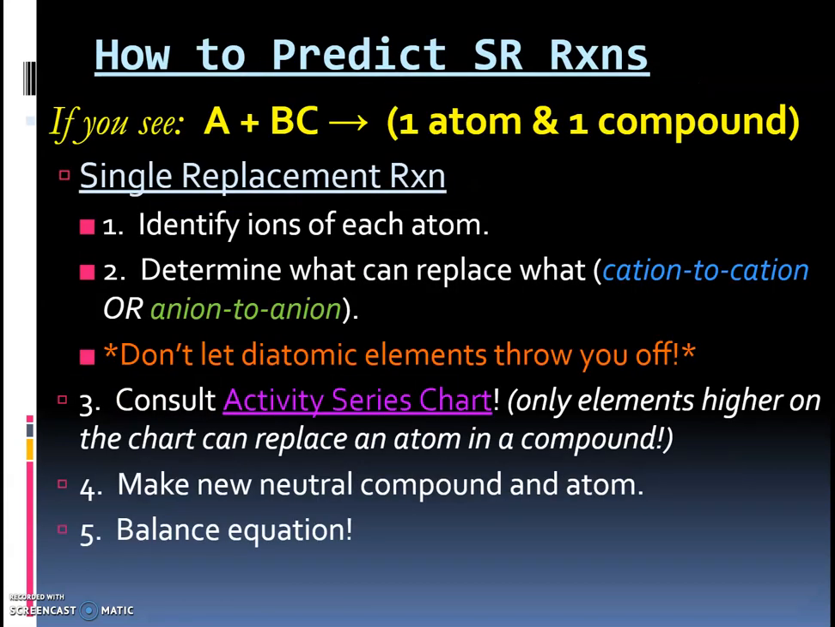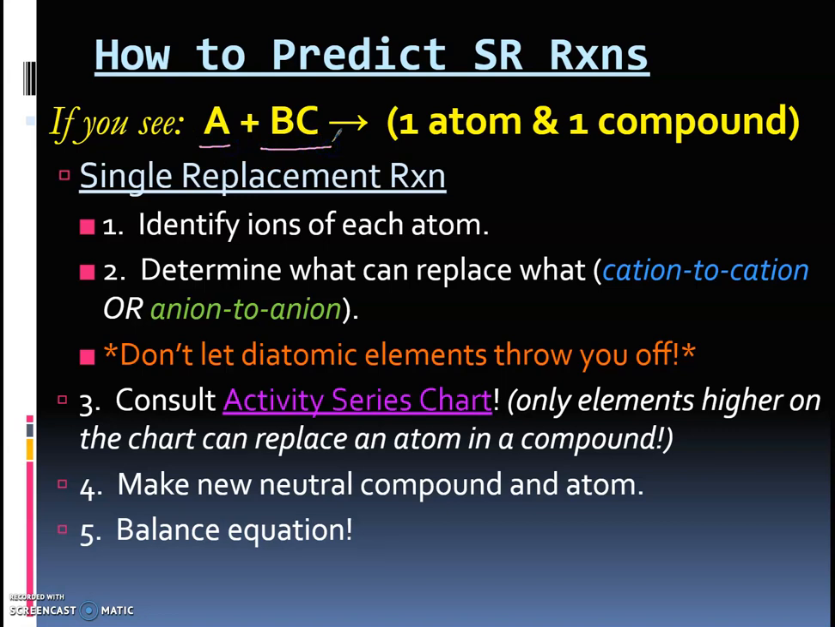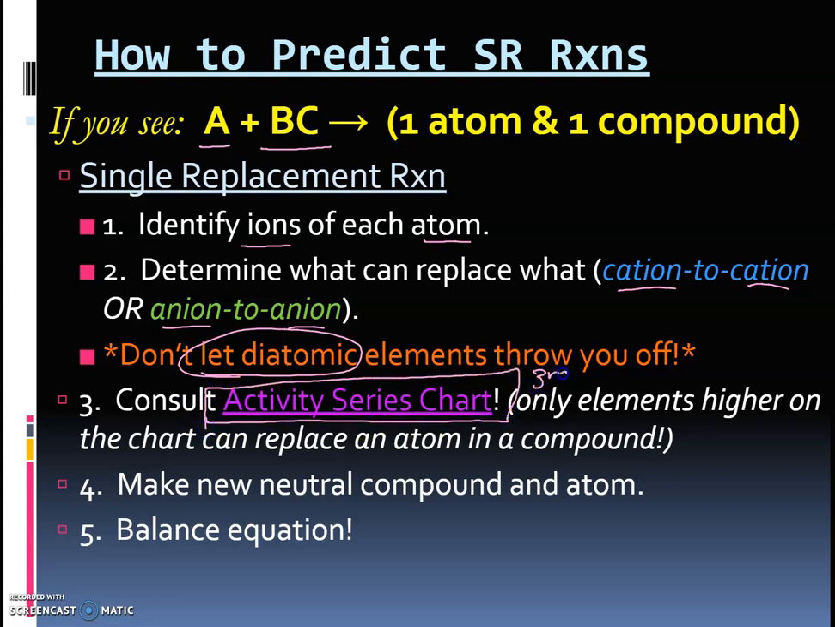So to review, identify when you see a substance that is one atom and one compound. Make sure you know the ions of each one. Is it the cation replacing the cation or anion replacing the anion? Don't let the diatomics throw you off. Make sure you check your activity series. It is the third most important piece of paper that you are going to get this year. The first being your bestie, your second being your activity series, and this is your third. And then if it replaces, make your neutral compound and your atoms and balance.